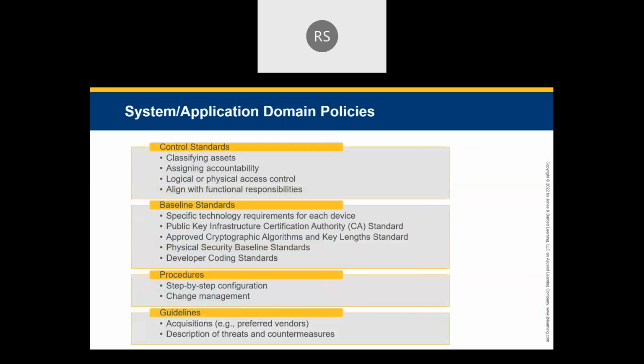Asset classification involves categorizing information systems and applications based on their criticality and sensitivity, allowing for the implementation of appropriate security controls. Assigning accountability ensures that individuals or teams are responsible for the security of specific assets. The logical and physical access controls dictate the mechanisms for granting authorized users access to systems and applications and protecting them from unauthorized access.